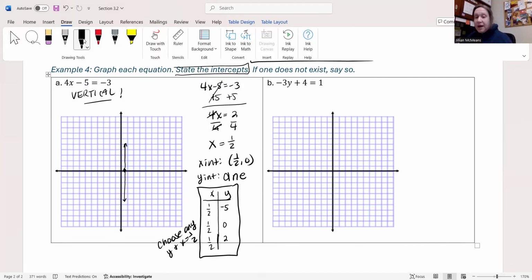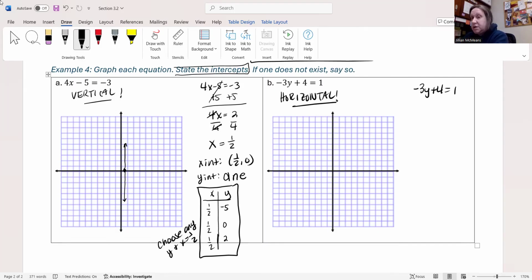Now let's look at part B. So part B, we have -3y plus 4 equals 1. I'm going to bring that over here to the right-hand side again. Now notice here, I don't have an x, but I do have a y. That means I have to cross the y-axis, cannot touch the x-axis, so I have to be parallel to it. So this means we're horizontal. Okay?